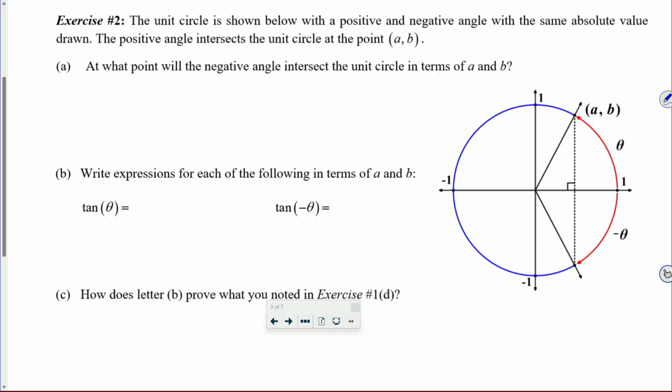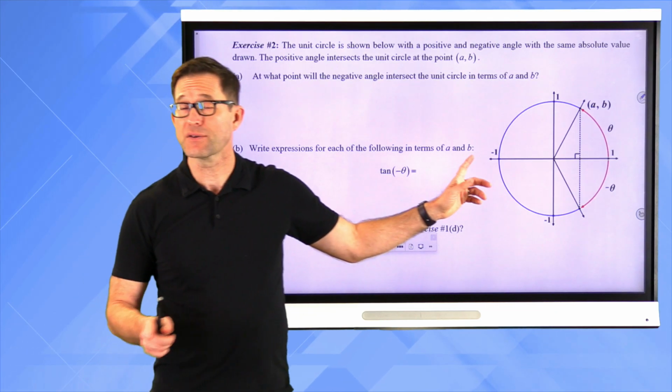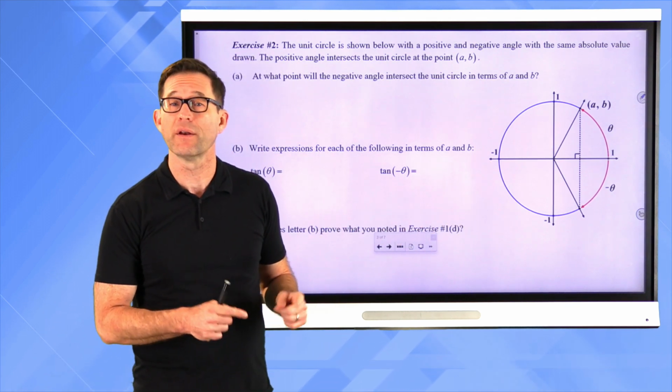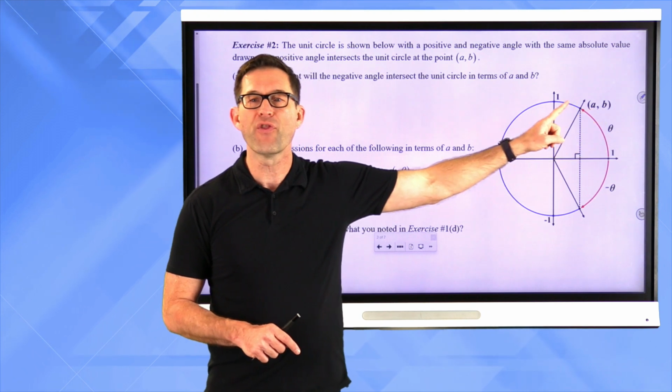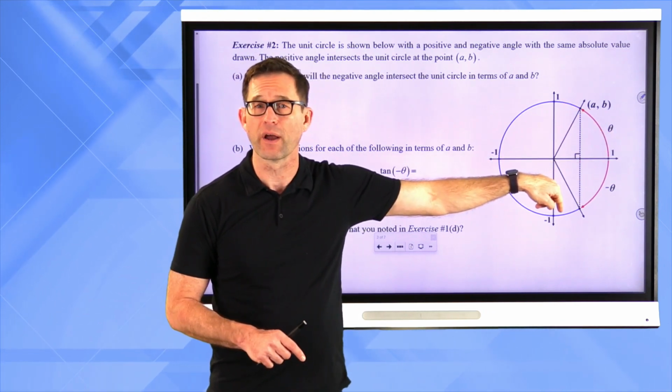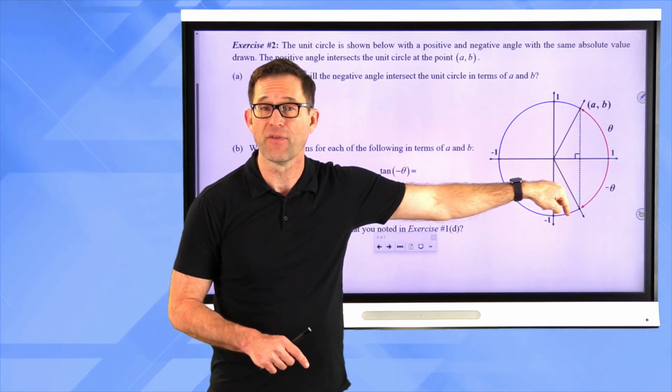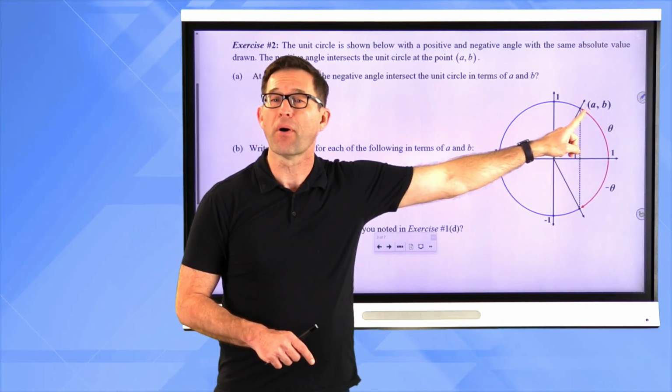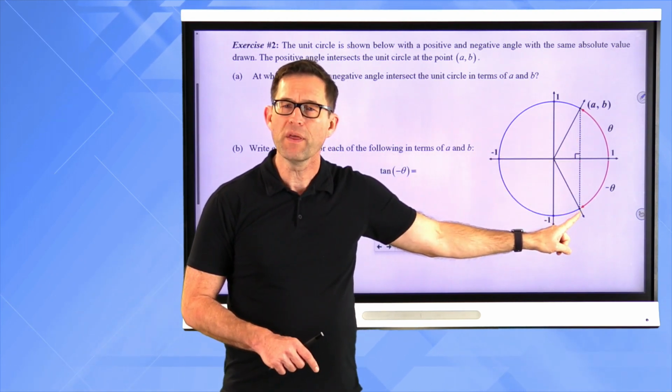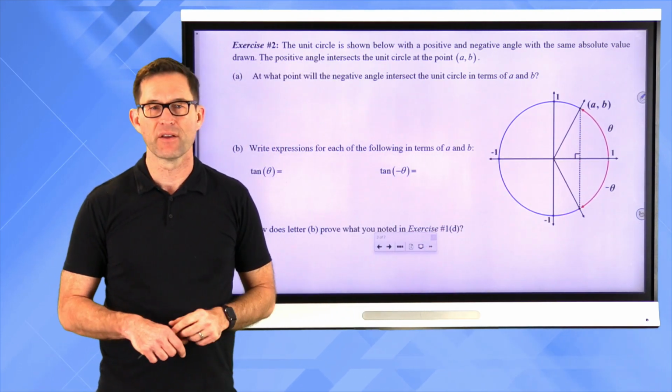Exercise number 2. The unit circle is shown below with a positive and negative angle with the same absolute value drawn. The positive angle intersects the unit circle at the point A, B. Letter A. At what point will the negative angle intersect the circle in terms of A and B? Right? So in other words, and you can actually even look back at our work in exercise 1 to be able to think about this, right? If I go theta in this direction and theta in that direction, right? It just happens to be like negative theta there. And let's say we intersect at positive A, B. What will be the points down there? Pause the video now and go ahead and let me know that.